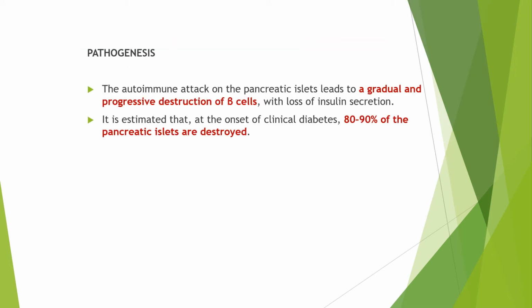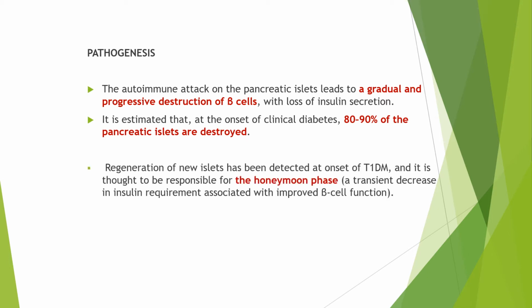When we see about pathogenesis of type 1 diabetes mellitus, the autoimmune attack on the pancreatic islets leads to a gradual and progressive destruction of beta cells with loss of insulin secretion. It is estimated that at the onset of clinical diabetes, 80 to 90% of the pancreatic islets are destroyed. Regeneration of new islets has been detected at onset of type 1 DM, and it is thought to be responsible for the honeymoon phase. That means a transient decrease in insulin requirement associated with improved beta cell function. So honeymoon period is due to a regeneration of new islet cells.